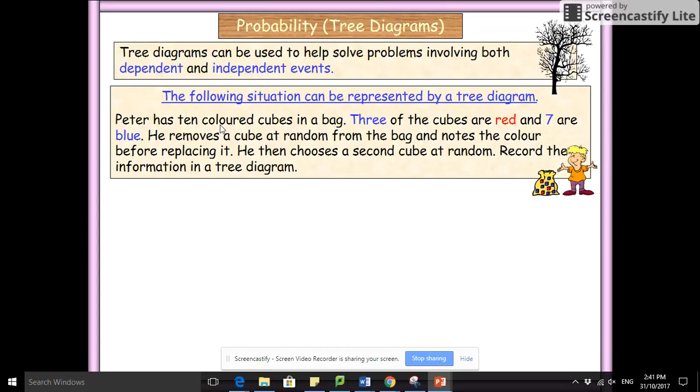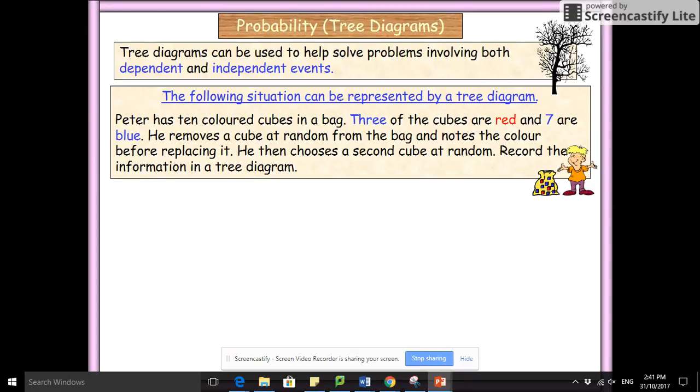So Peter's got 10 coloured cubes in a bag. 3 of the cubes are red and 7 are blue, so it's not even. He removes a cube at random from the bag and notes the colour, and he replaces it. So now we're replacing, okay? He then chooses a second cube at random, record the information in the tree diagram. So we know he does this twice, and we're going to have 2 lots of trees.